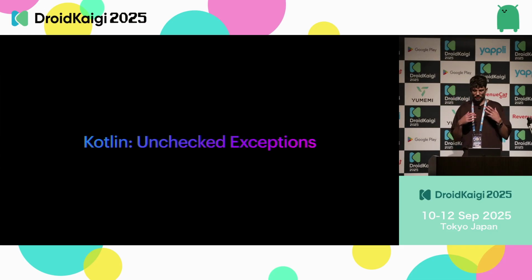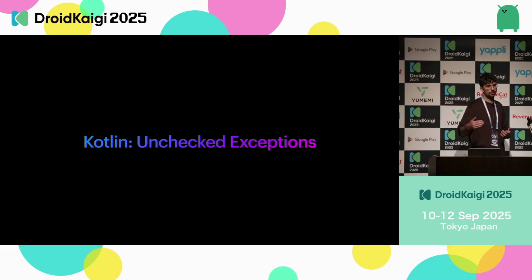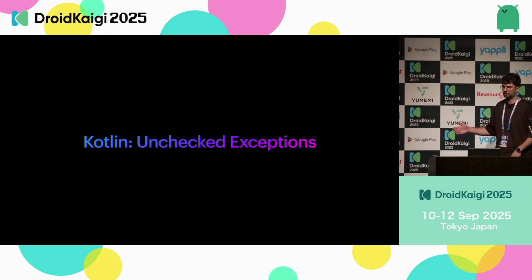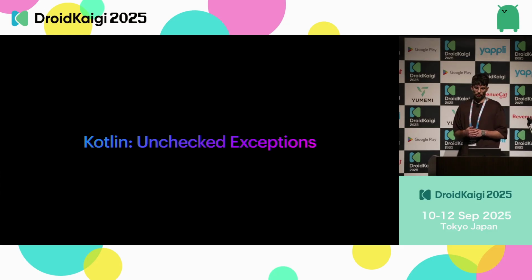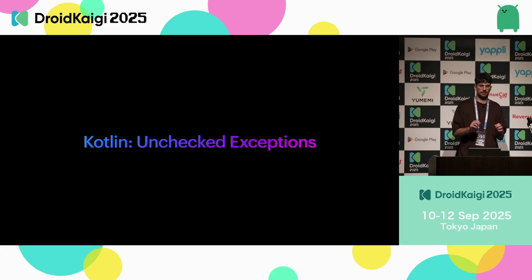So those two reasons meant that when Kotlin was created, the creators of Kotlin decided to drop the checked exceptions completely. And this is actually true for all other JVM languages. And Kotlin creators actually said explicitly that in Kotlin, we shouldn't use the unchecked exceptions for local error handling.